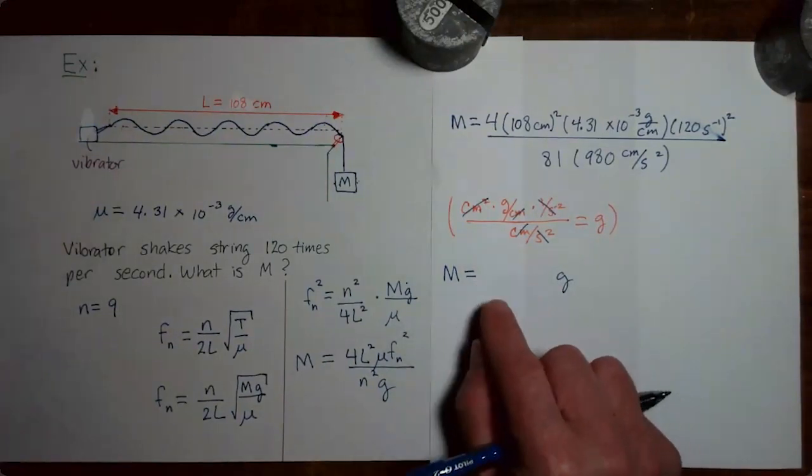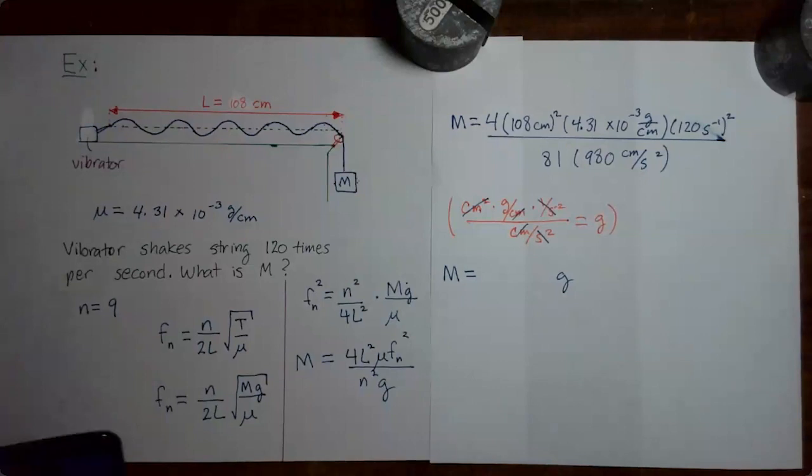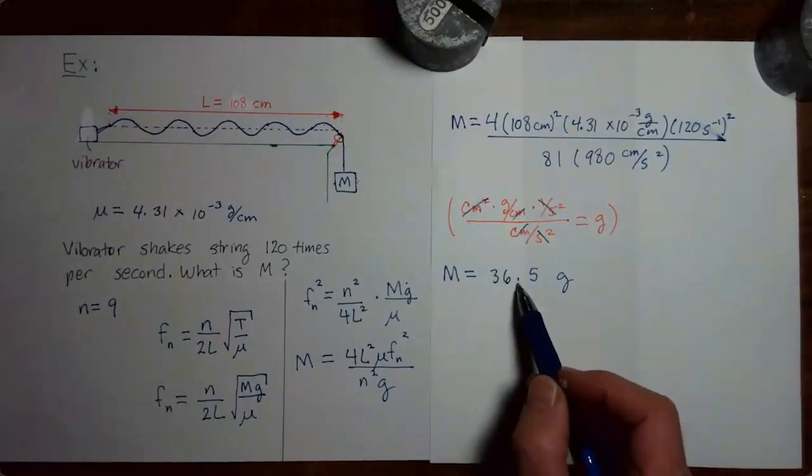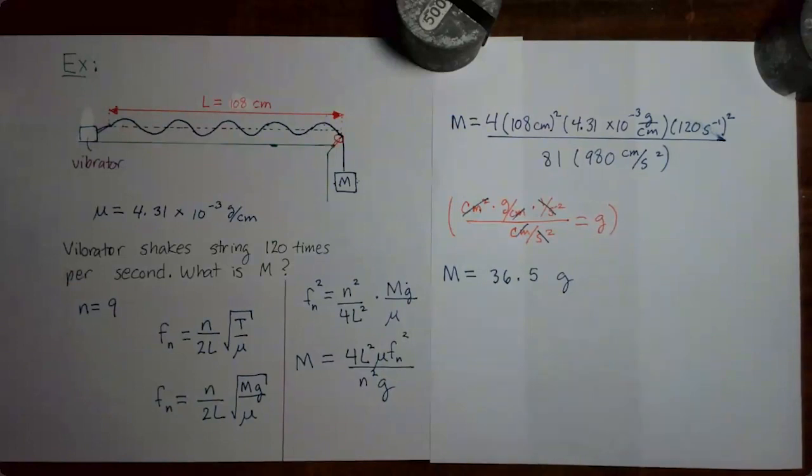Now, how many grams? Let's put all of this in the calculator. Putting all of this into my calculator, I get 36.5, and the unit is grams. So now we have done an example problem involving a standing wave on a stretched string.